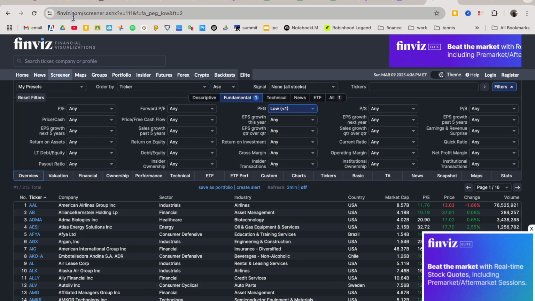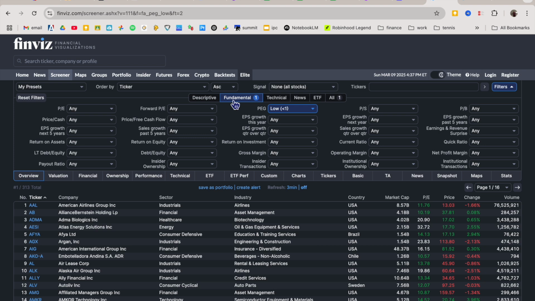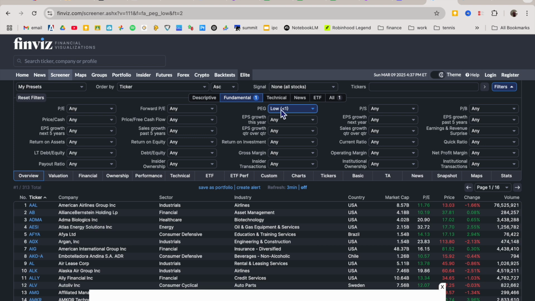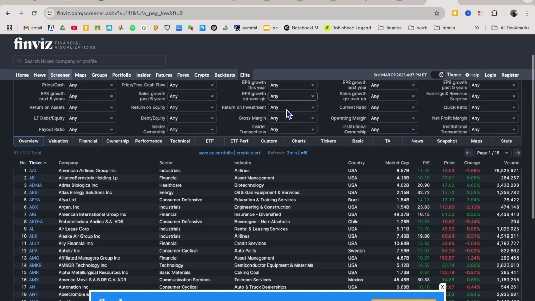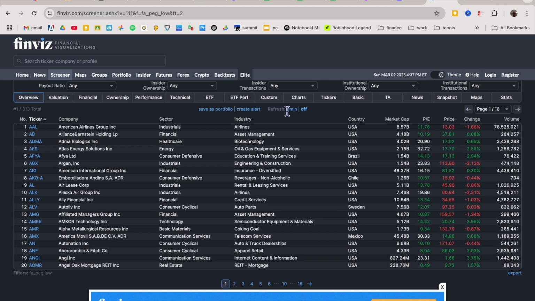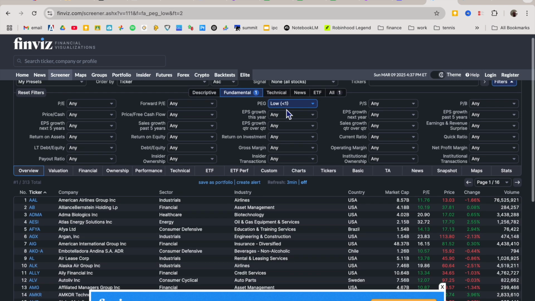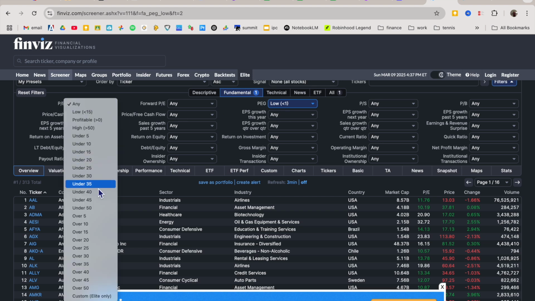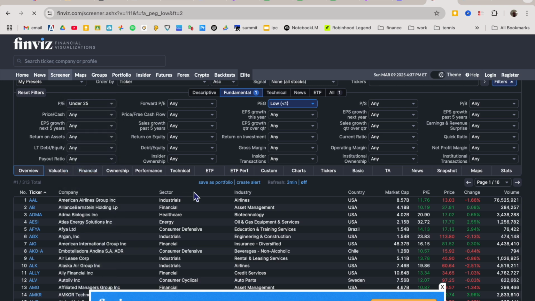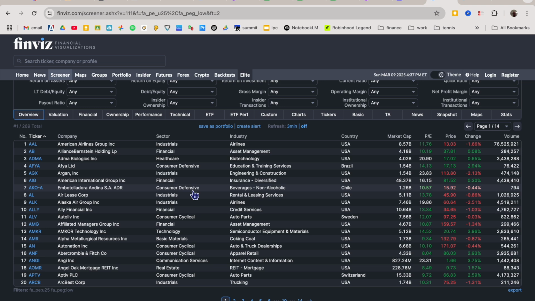If you go to finviz.com and click on the screener, you could go to the fundamental screener right here, and then you could do PEG ratio under 1, and this will very quickly show you pretty good value companies, just based on this initial condition. You could look at a few other ones like PE itself, maybe under around 25 or so. And then you could get different results there.